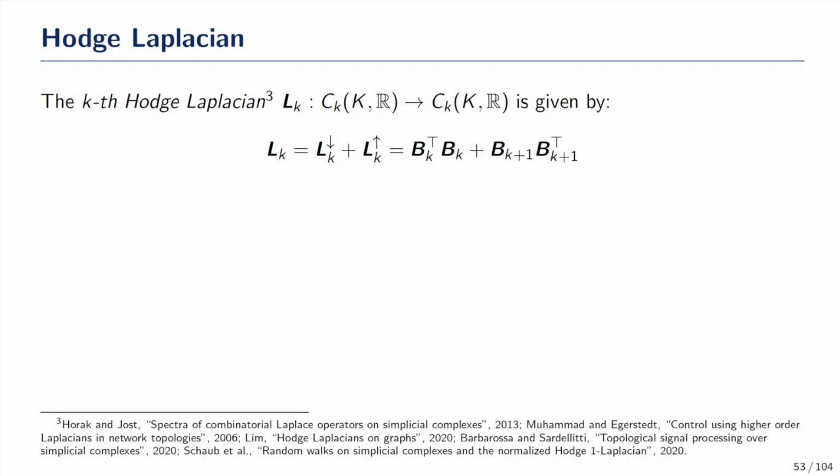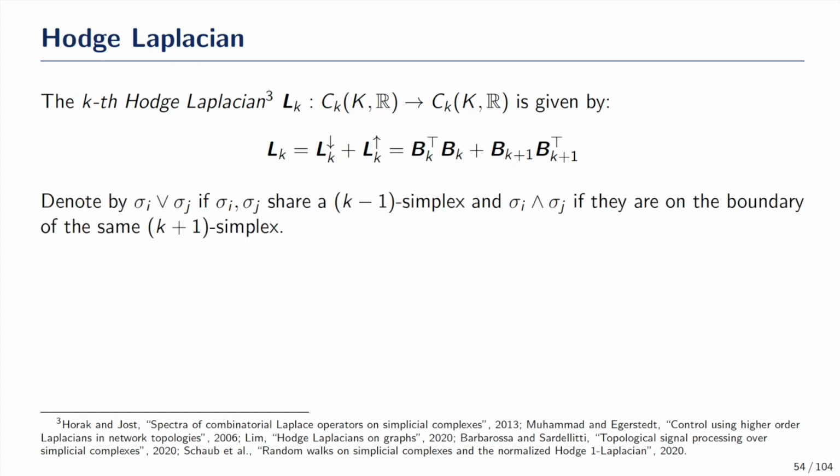And you can decompose it into a lower Laplacian and an upper Laplacian. The lower is just this composition of boundary matrices, and the upper is this other composition of the next boundary matrices. Let's first use some notation. If we have two simplices, we use this notation if they share a k-1 simplex. Essentially, they're adjacent because they have a common thing on their boundary. For instance, two nodes that have a common point, or two triangles having a common edge. And we could also have an opposite of that: two things that are on the boundary of the same k+1 simplex, and then we say they are upper adjacent. So that's the notation.